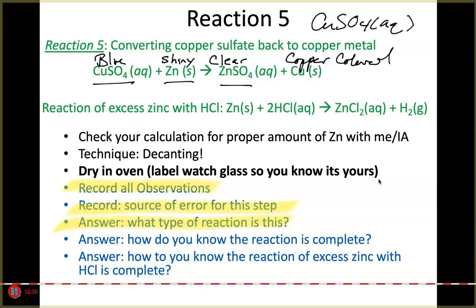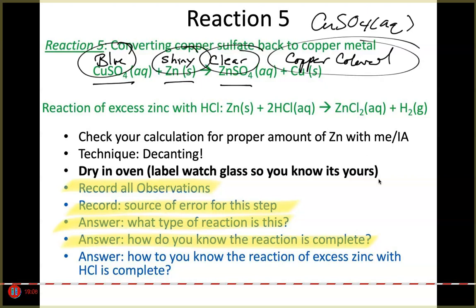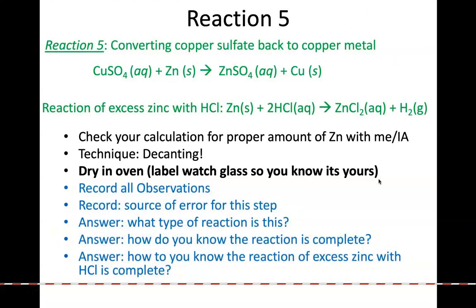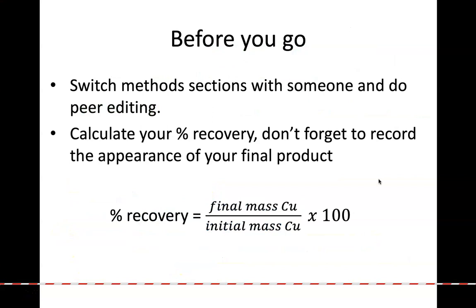What type of reaction this is. Again, how do I know this reaction is complete? Well, that's actually not too bad. We went from blue to clear, and I went from a shiny zinc metal to, sorry, not zinc metal, but to copper colored metal. So that's how you know it's done. This one, I'm going to leave up again to you. Read through the protocol. There's a reason why we're adding hydrochloric acid. So make sure you read through that.